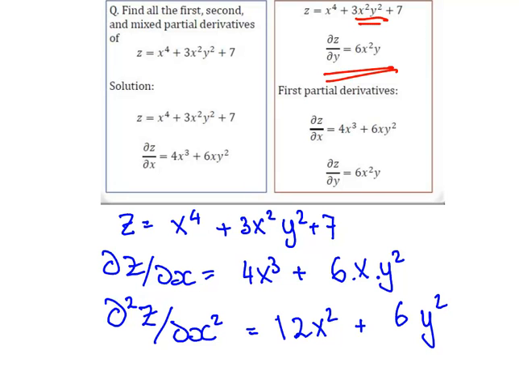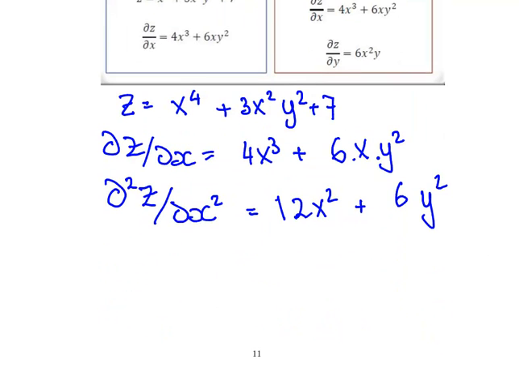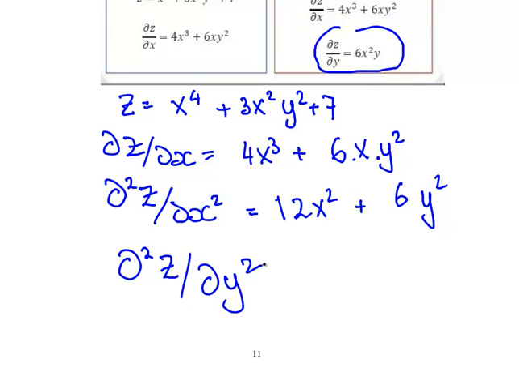The second order partial derivative with respect to y, I'll just write it out here. Starting from here, it's 6x squared times y. So that is d squared z dy squared. That's just a constant times y, so that's just 6x squared. Simple as that.